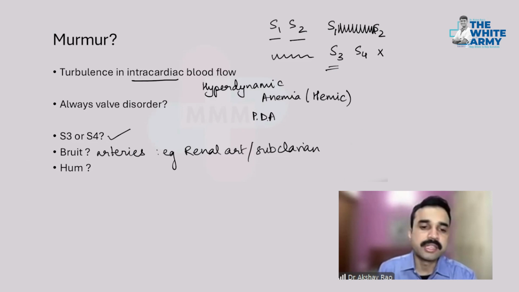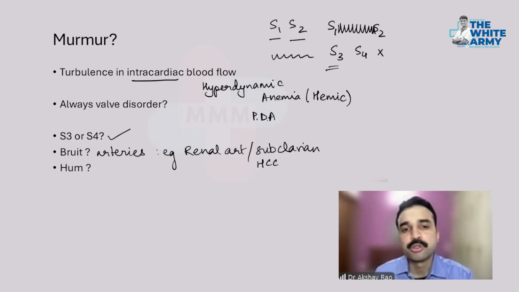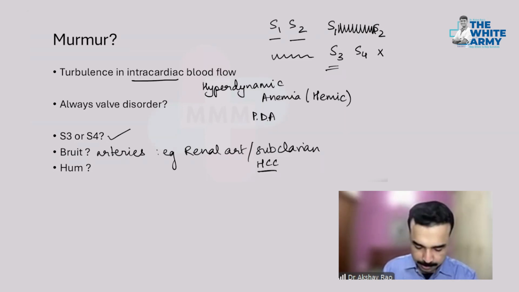A hepatic bruit is heard due to hepatocellular carcinoma, right? So these are not murmurs. These are sounds produced within arteries, hepatic arteries, due to the hepatocellular carcinoma. The HCC is demanding too much blood for its growth, and that's why there is turbulence produced within the artery.